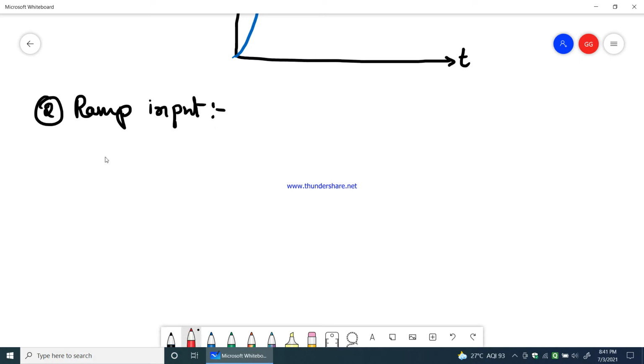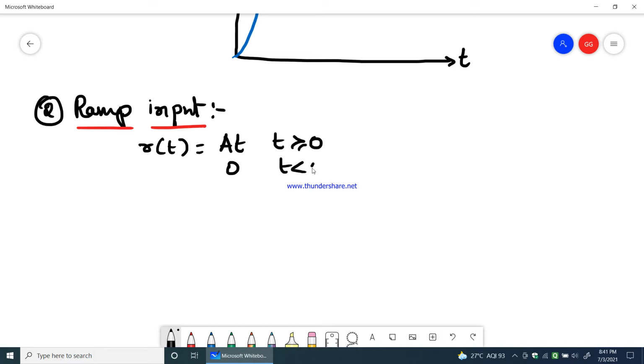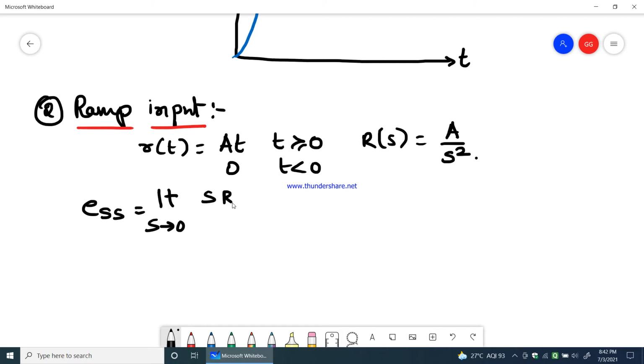Again, for ramp input we take r of t to be equal to, so we have derived that, right? r of t would be equal to A into t for t greater than or equal to 0, or 0 for t less than 0, where R of s was A divided by s square. Now let us take the steady state error, which is limit s tends to 0, s into R of s divided by 1 plus G of s into H of s.